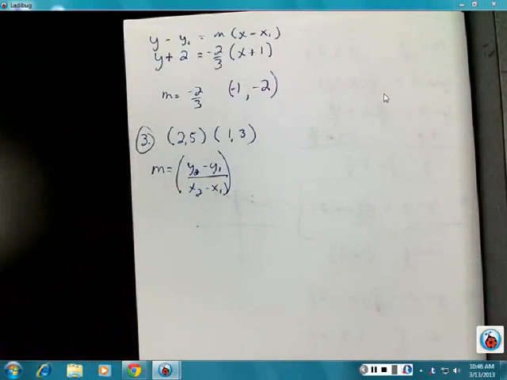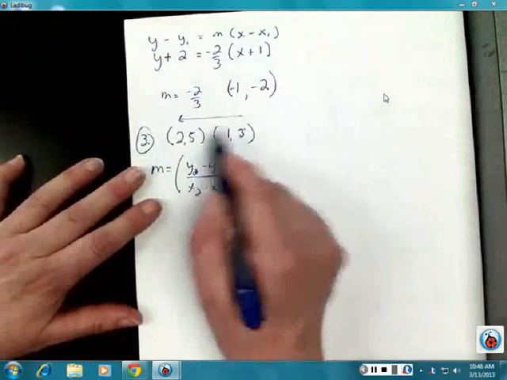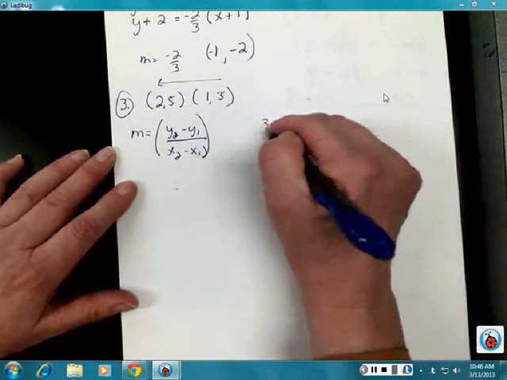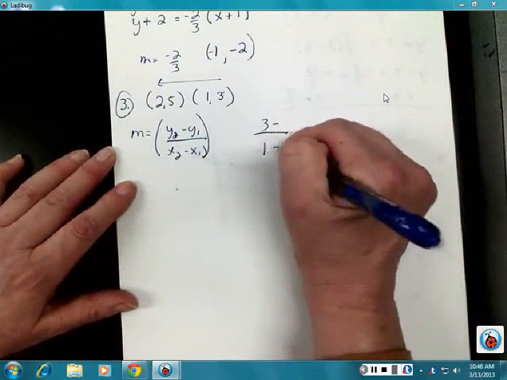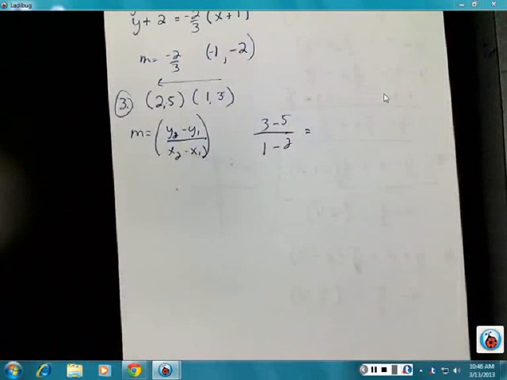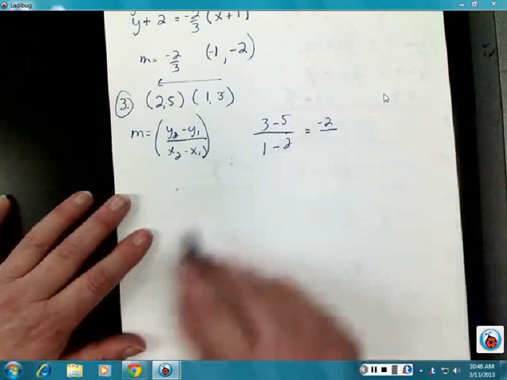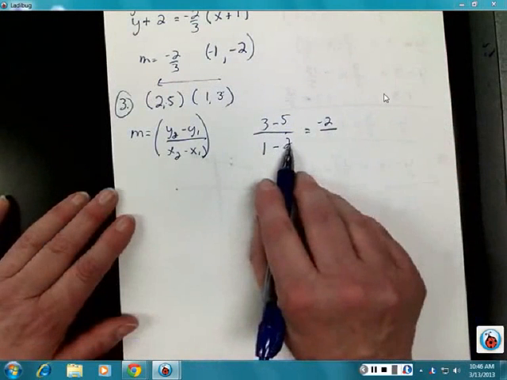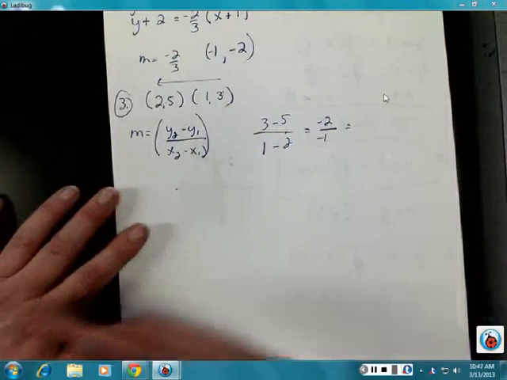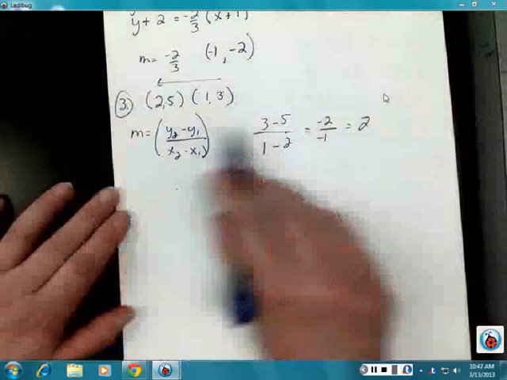So I need to find my slope. So what's my slope going to be? Well, I'm going to plug everything in going from this direction back. So again, good review of 4.3. So I'm going to go 3 over 1 minus 5 over 2. So what is my slope? 3 minus 5 is a negative 2. 1 minus 2 is negative 1. Negative 2 over negative 1 is really 2. So m is 2.